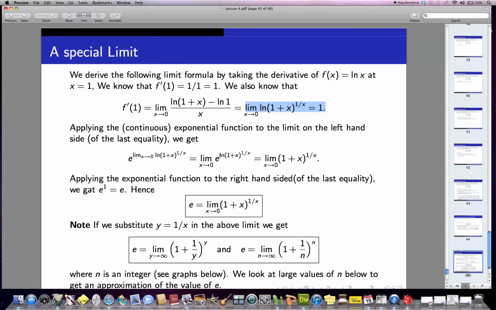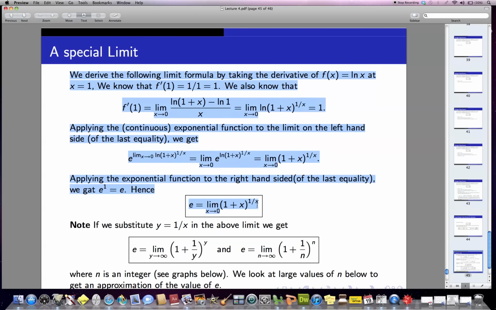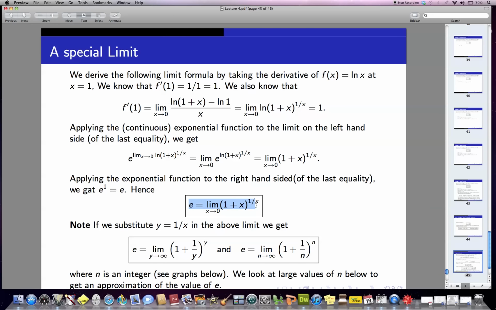And now the e and the ln disappear, and I'm left with the limit as x goes to 0 of (1 plus x) to the 1 over x when I apply the exponential to the left. And of course, when I apply the exponential to the right, I just get e to the 1. So that gives me this formula: e equals the limit as x goes to 0 of (1 plus x) to the 1 over x. So we'll look at variations of that limit in class.